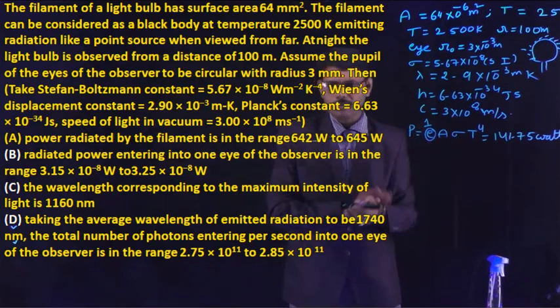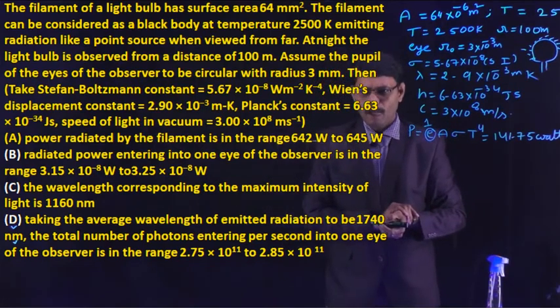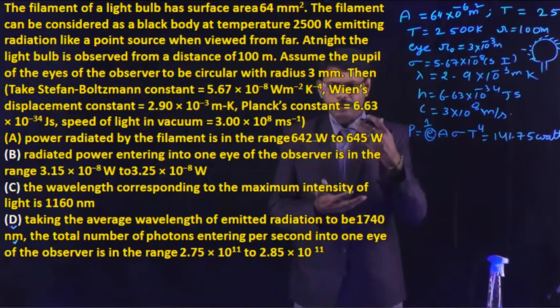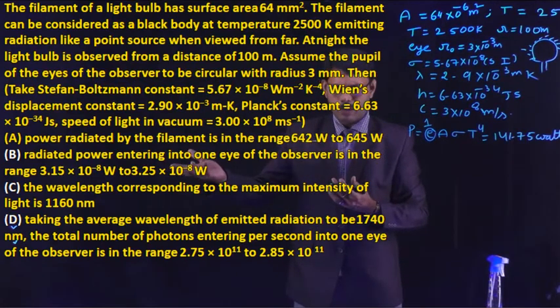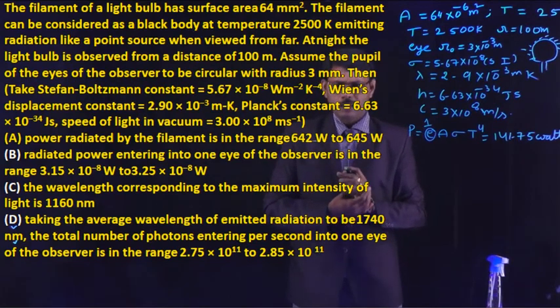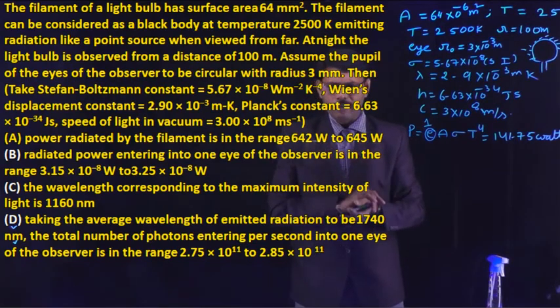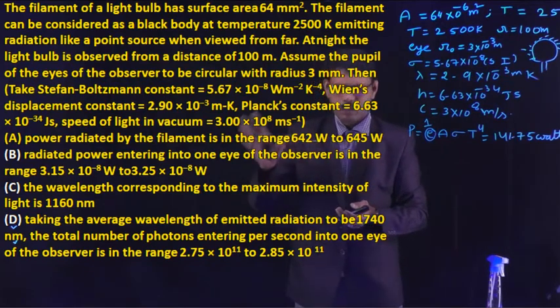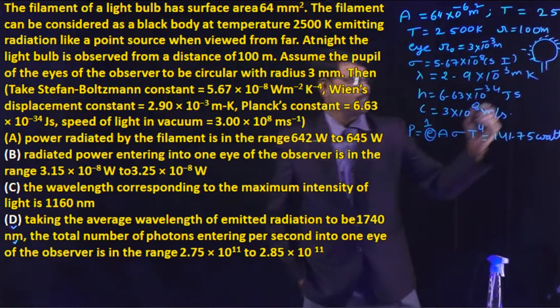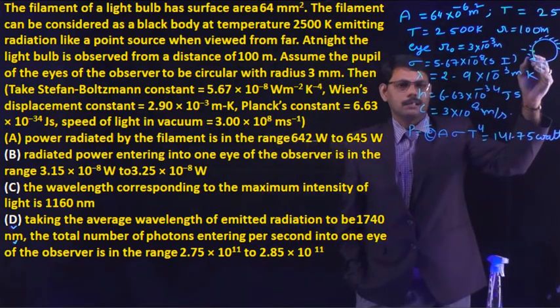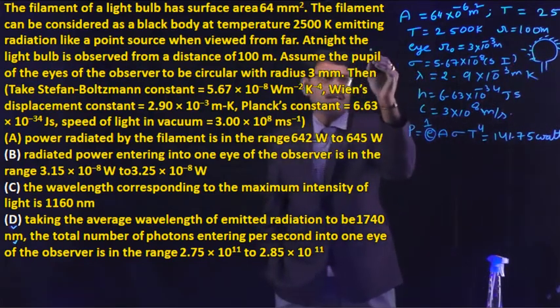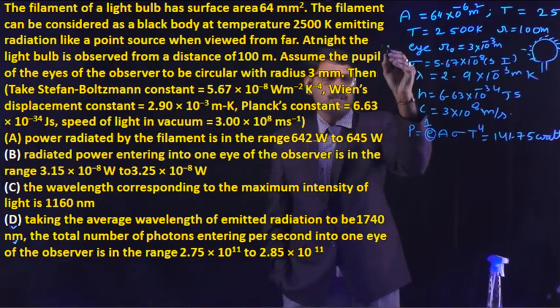A option is wrong. Comes to B question. Radiated power entering the eye. Read the B option: radiated power entering one eye of the observer is in the range 3.15 into 10 power minus 8 watt to 3.25 into 10 power minus 8 watt. To check this, when this bulb radiates and the light comes into the eye, let this be the eye of the person.